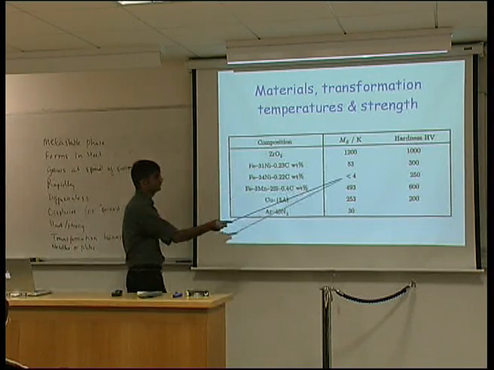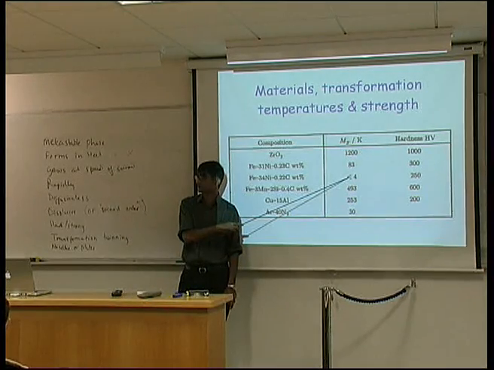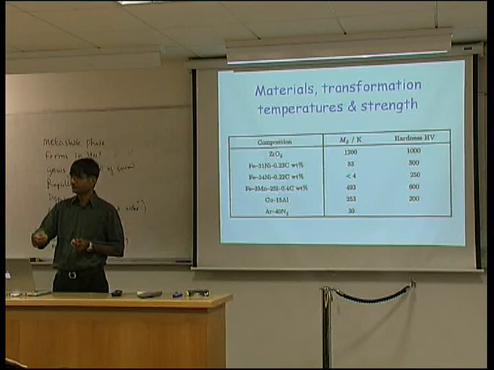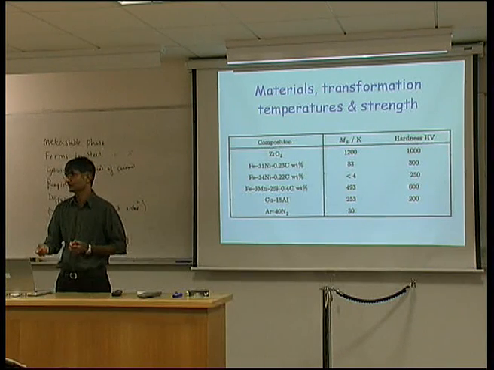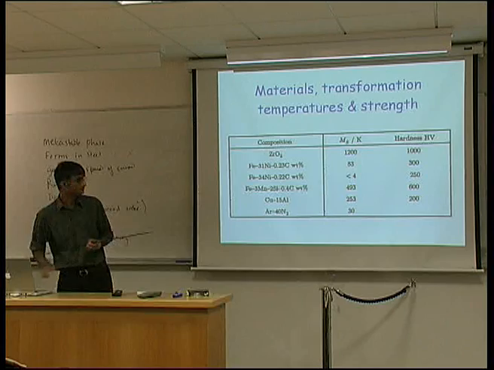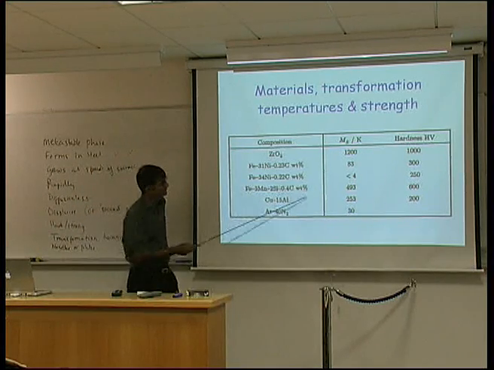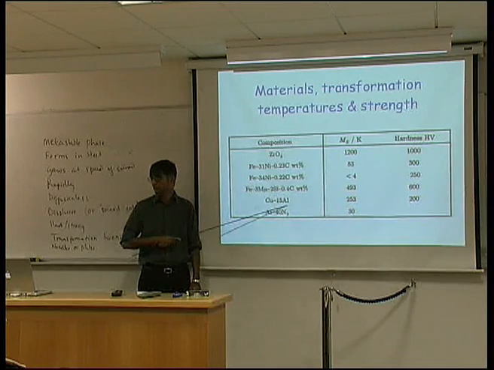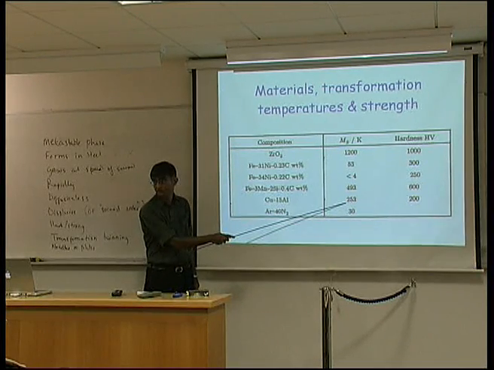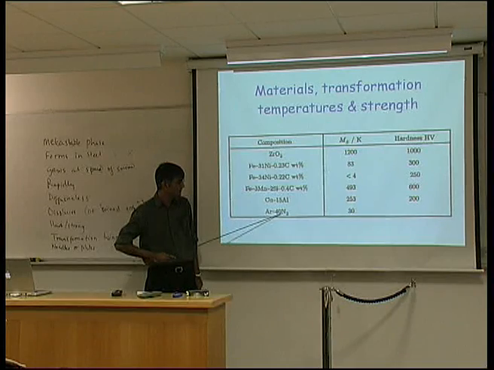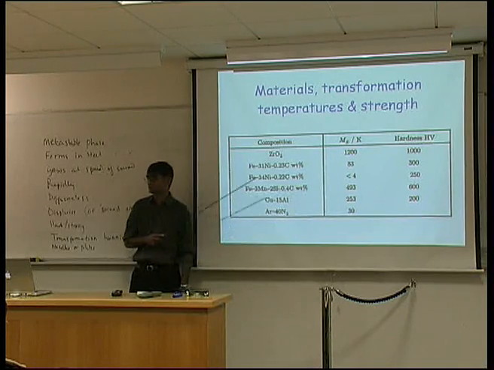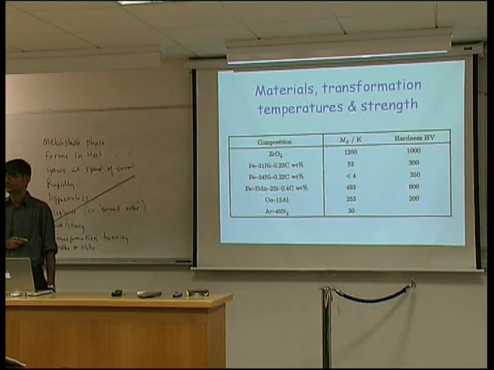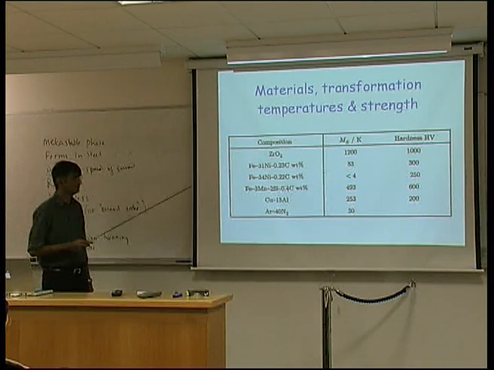Here's a case where it forms at 4 Kelvin. The importance of that is that, if it forms at a very low temperature, then diffusion can be ruled out. Here is another case where we have 500 Kelvin. This is a copper-aluminium alloy which undergoes martensitic transformation. And this is an argon-nitrogen solid solution which undergoes martensitic transformation at 30 Kelvin. So the transformation is not limited to steels.